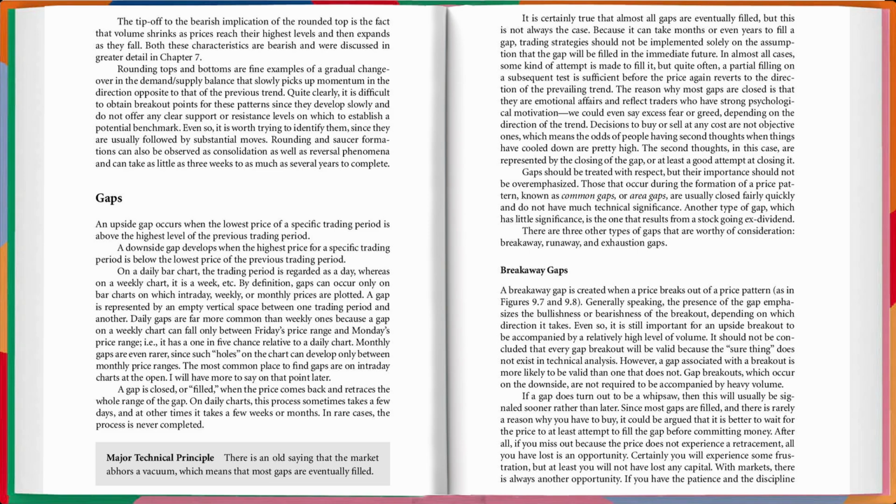Daily gaps are far more common than weekly ones because a gap on a weekly chart can fall only between Friday's price range and Monday's price range, i.e., it has a 1 in 5 chance relative to a daily chart. Monthly gaps are even rarer, since such holes on the chart can develop only between monthly price ranges. The most common place to find gaps is on intraday charts at the open. I will have more to say on that point later.